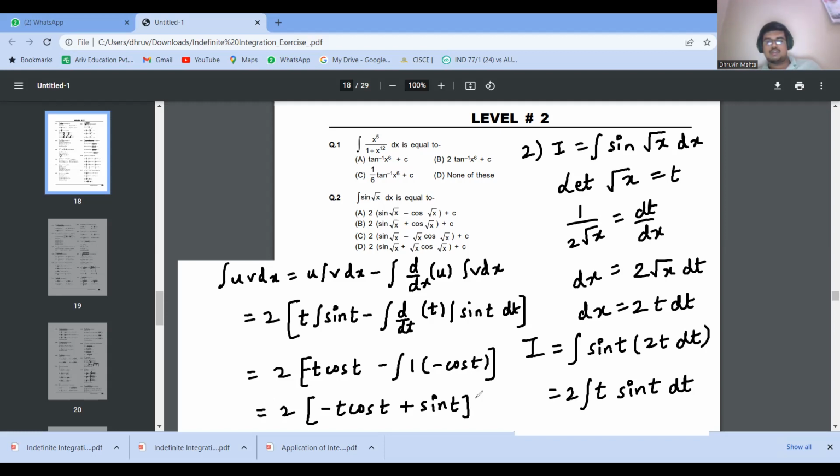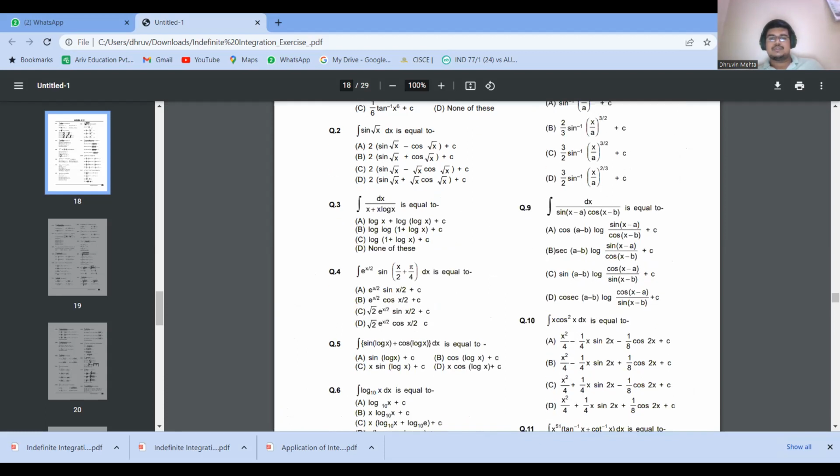Integration cos is sin. Check this, guys. This should be your answer. So yeah, it has to be C. Done, Muskan? Trisha? Yes, sir. Think about the next one, guys. Third one.